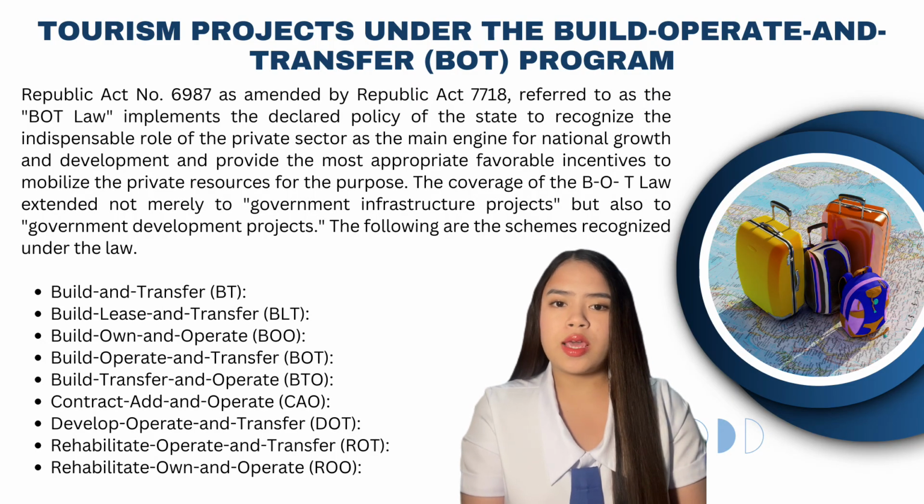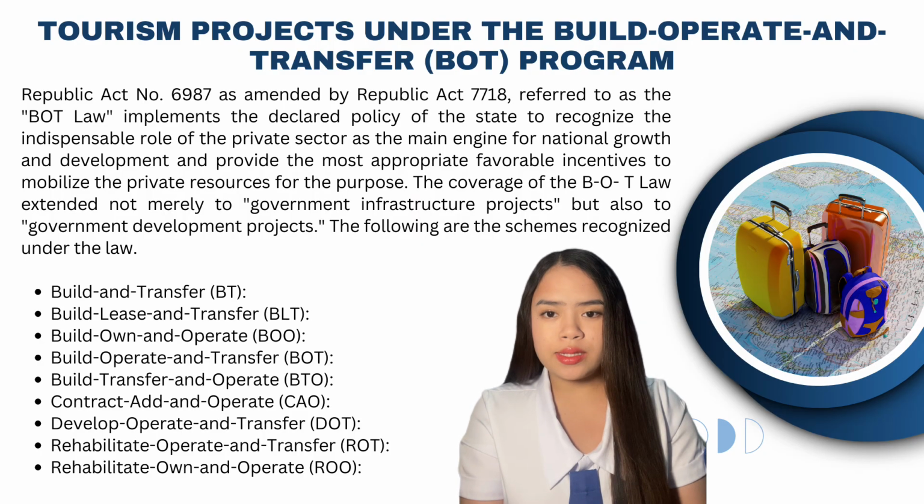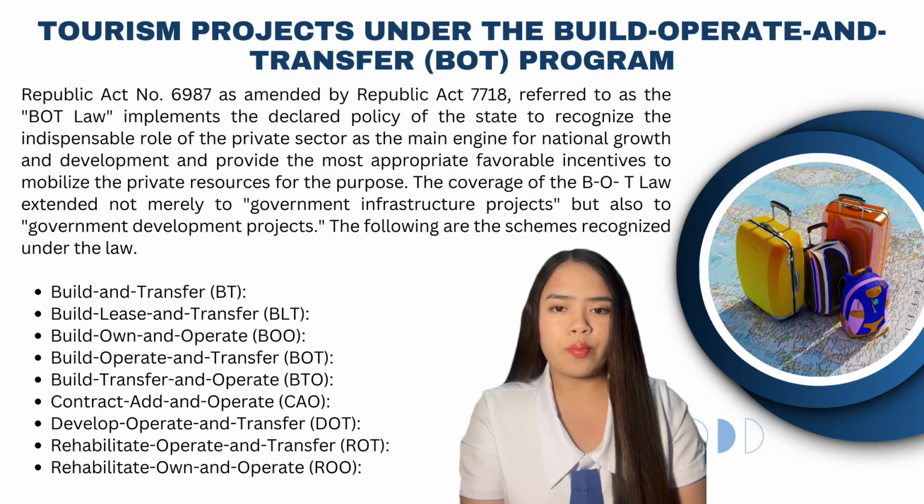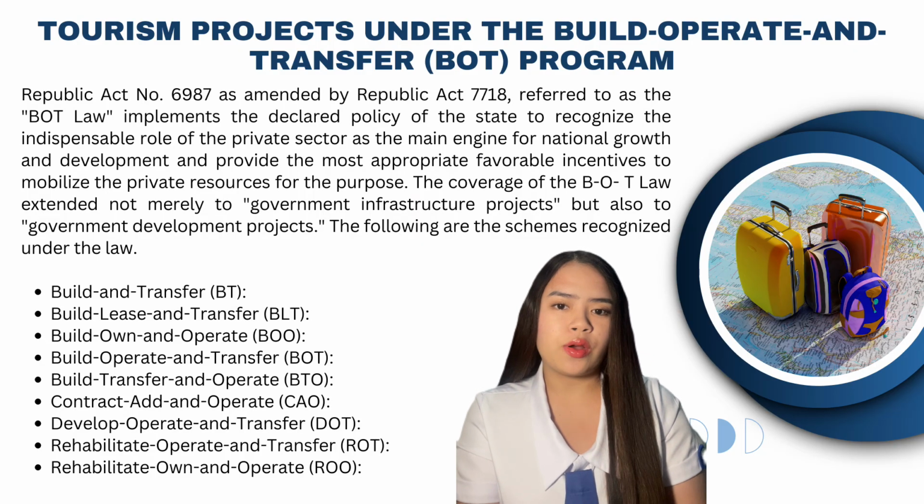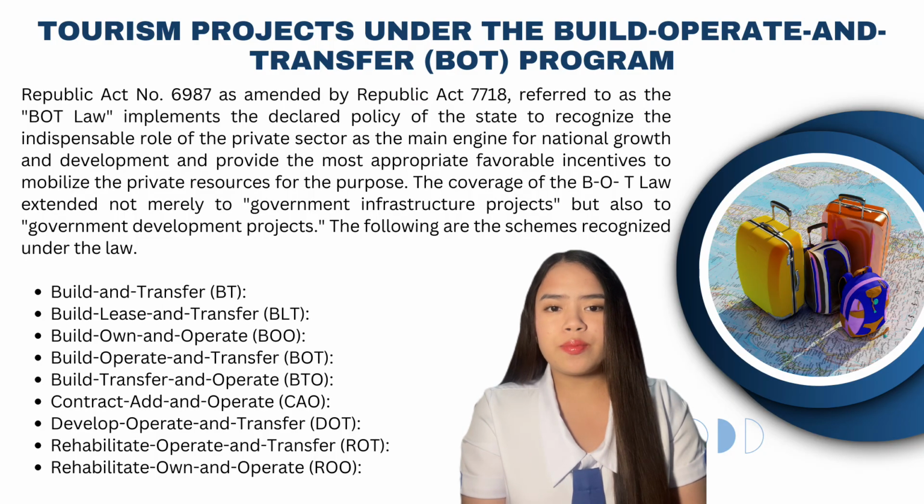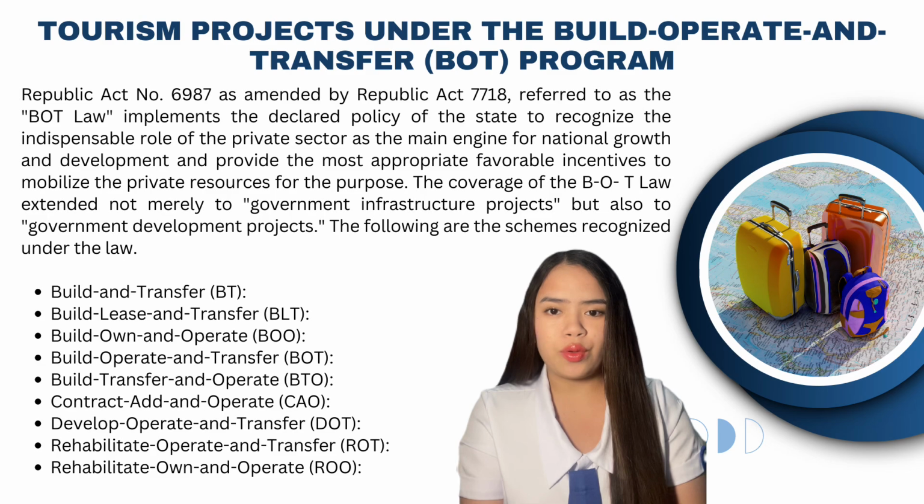Private sector builds and transfers ownership to the government but continues to operate the facilities. Contract, add, and operate, or CAO: private sector expands an existing facility and operates it under the franchise period. Then develop, operate, and transfer, or DOT: private sector builds a project and develops surrounding areas to benefit from increased value.